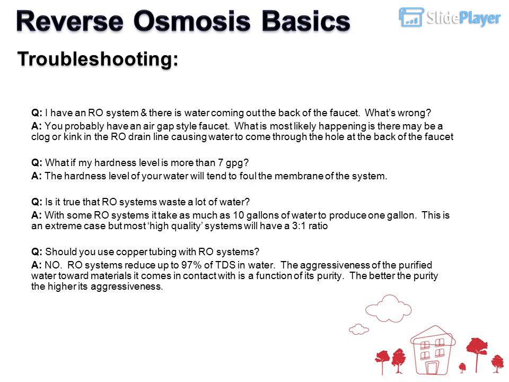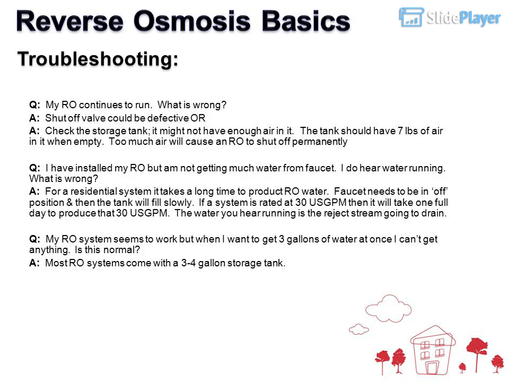Q. Is it true that RO systems waste a lot of water? A. With some RO systems it takes as much as 10 gallons of water to produce 1 gallon. This is an extreme case but most high-quality systems will have a 3-to-1 ratio. Q. Should you use copper tubing with RO systems? A. No. RO systems reduce up to 97% of TDS in water. The aggressiveness of the purified water towards materials it comes in contact with is a function of its purity. The better the purity, the higher its aggressiveness. Reverse osmosis basics.